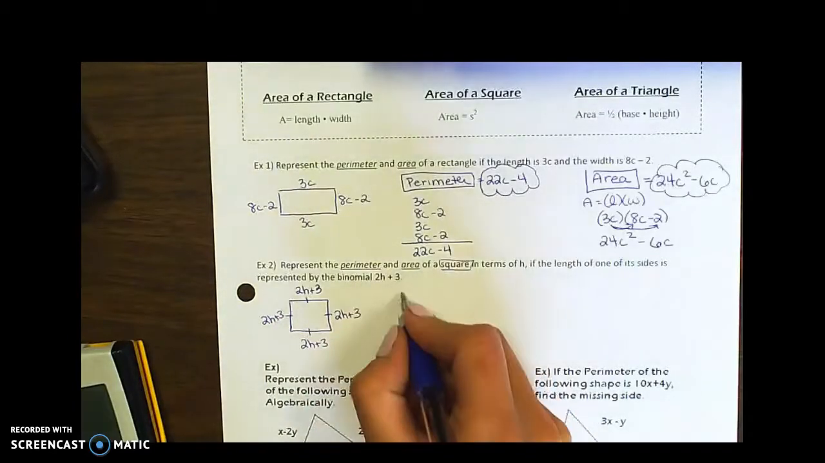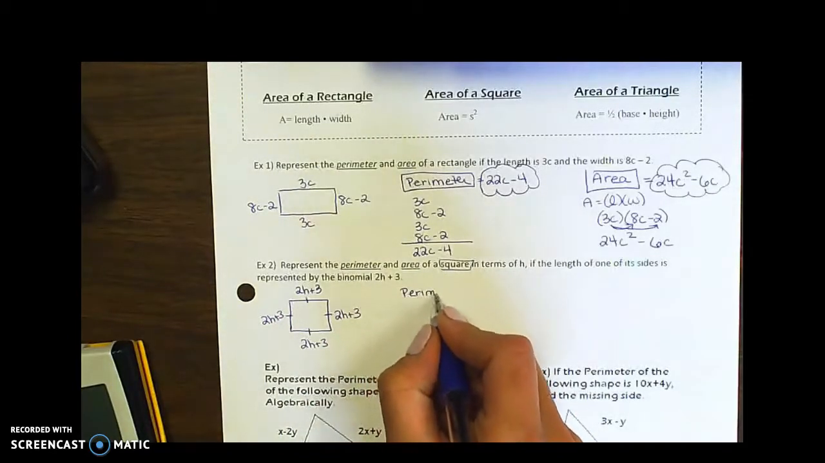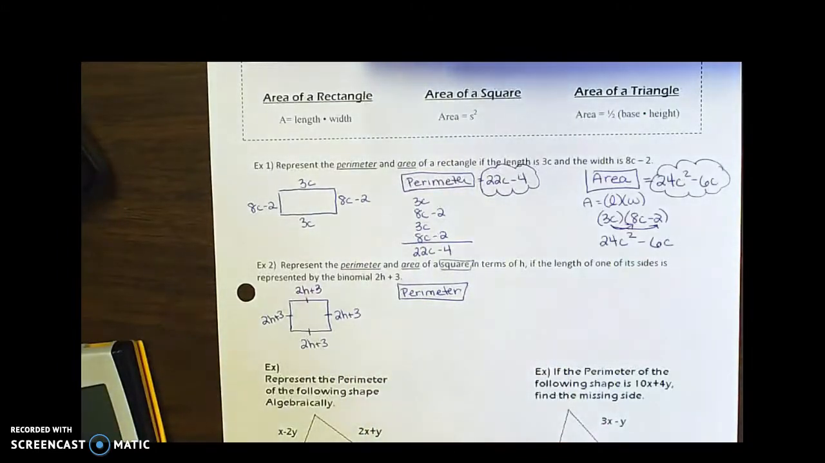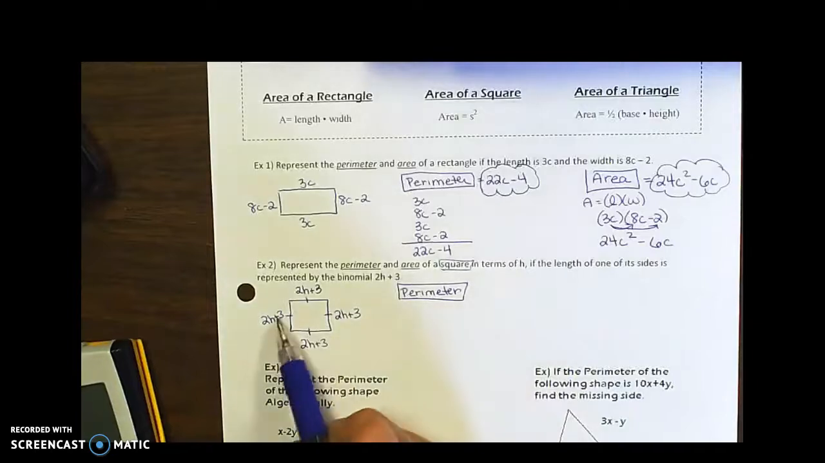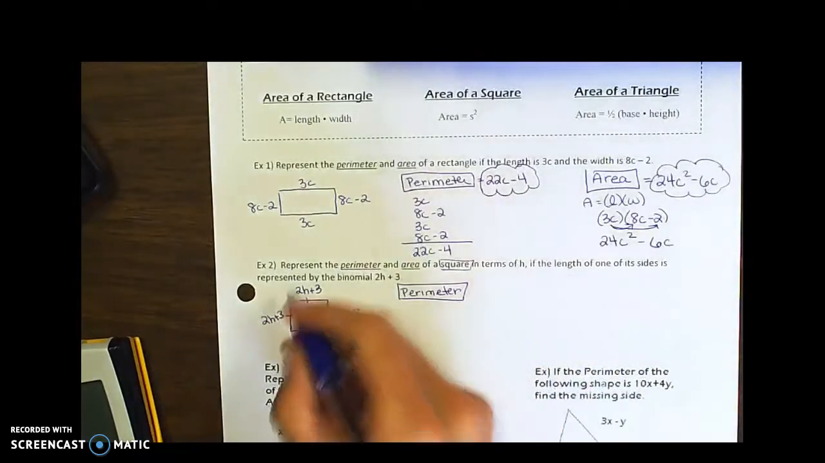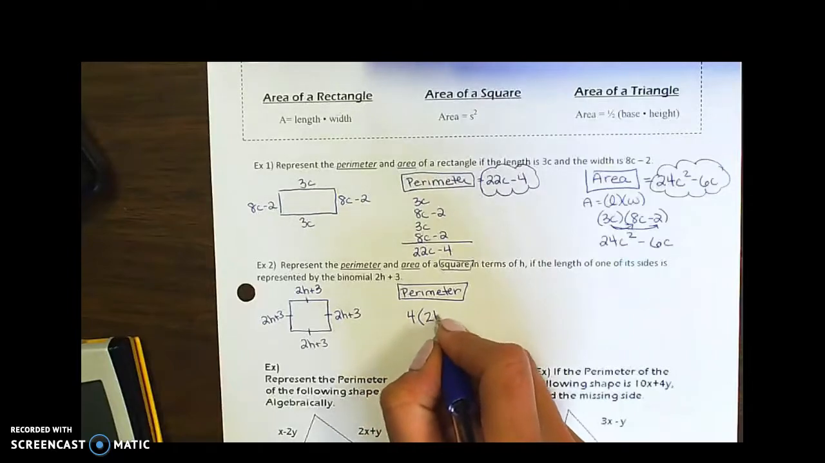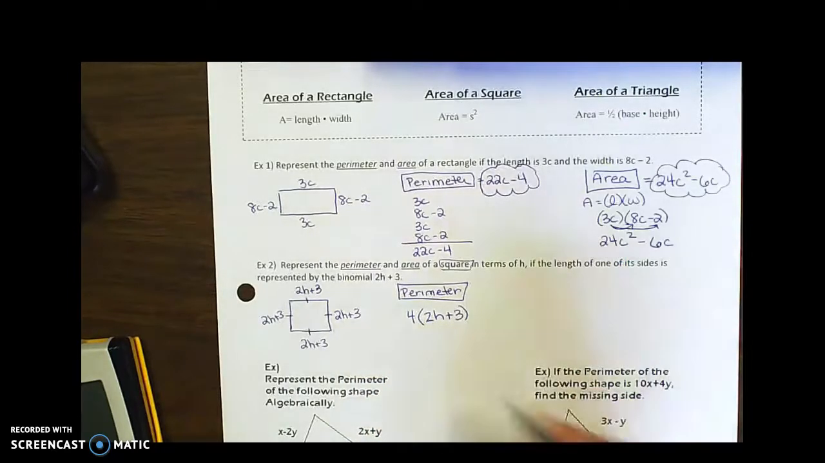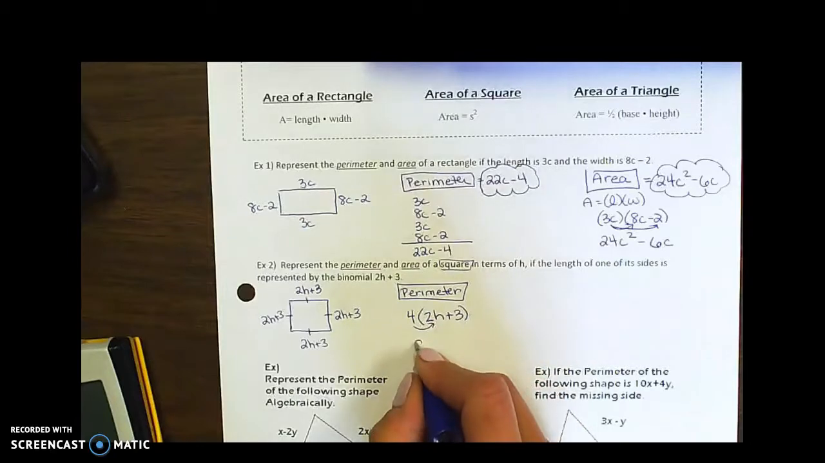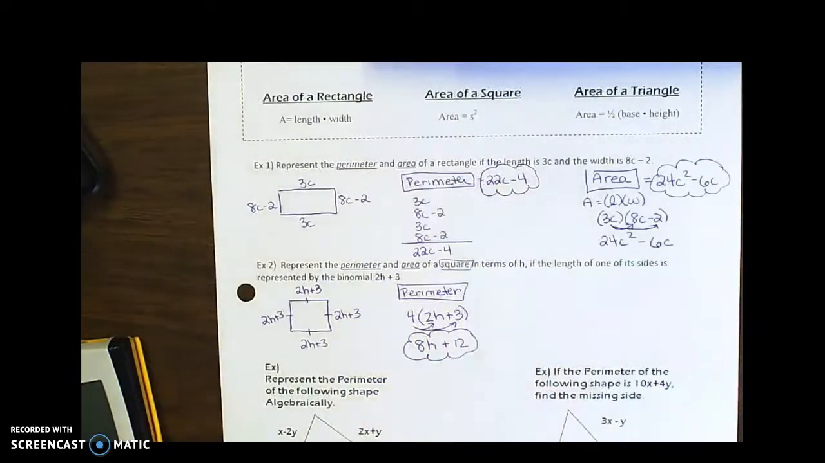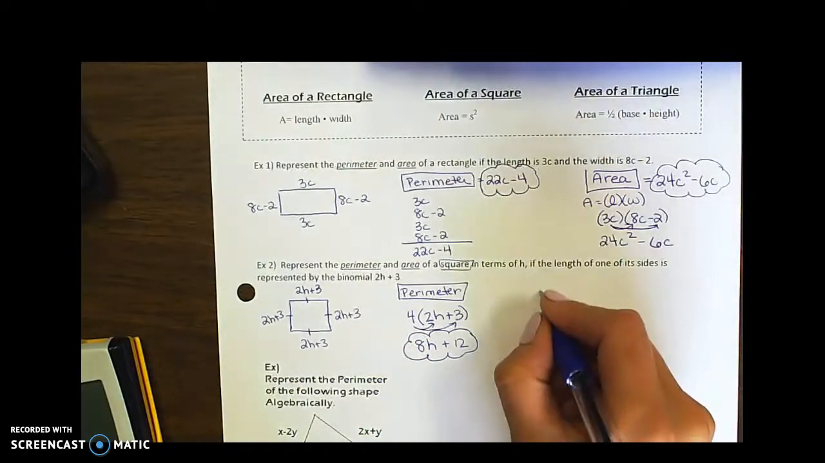Once again, we need to find the perimeter and we need to find the area. I'm going to start with the perimeter. The perimeter is where we add all the sides. Now, all 4 sides are exactly the same, so instead of adding it 4 times, I can just multiply it by 4. Distributing the 4, the perimeter is going to be 8h plus 12. And we've got it. Next up, the area.